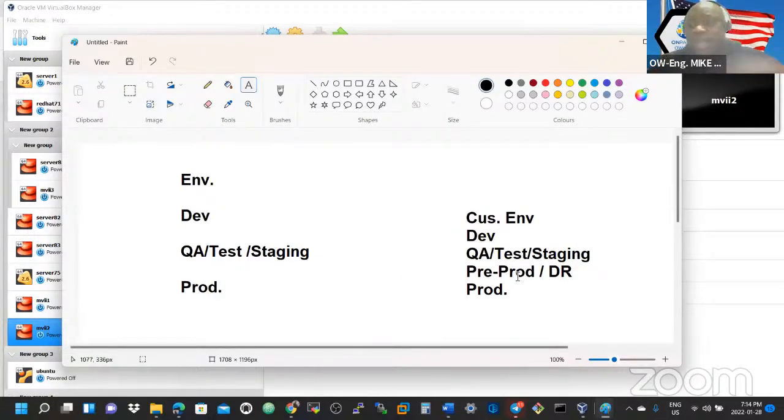Now, most companies are like a big company like us in OnPassive. They will have an environment which will be the development environment which the codes are being developed there.